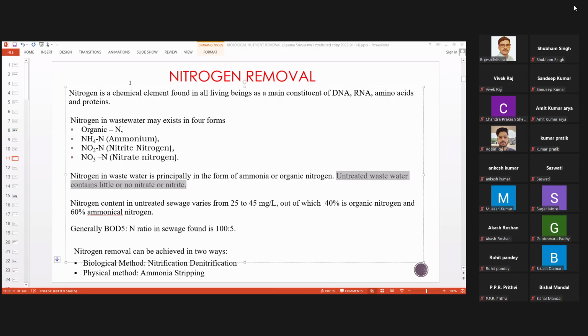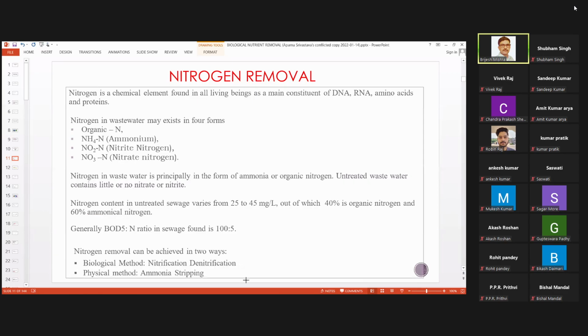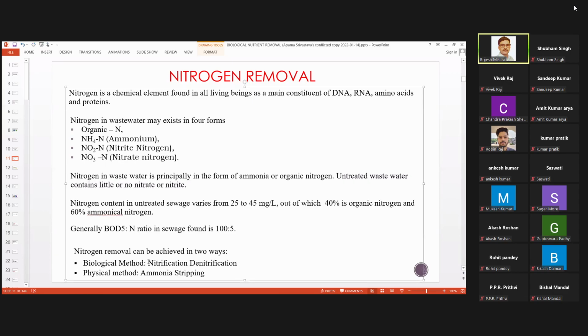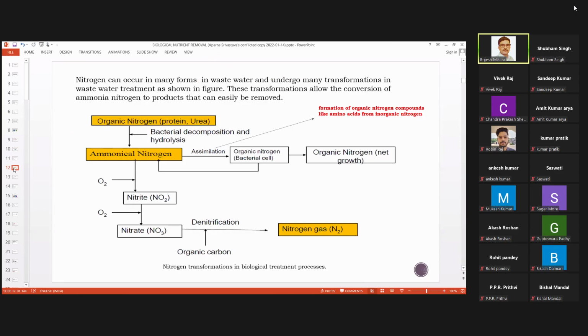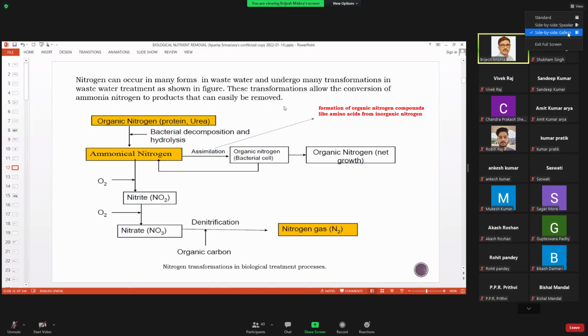Okay, so now we understand that when I'm talking about biological methods for the removal of nutrients, generally we are focused on the nitrification and denitrification process. Nitrogen can occur in many forms in wastewater and undergo many transformations. So let us understand from this figure.